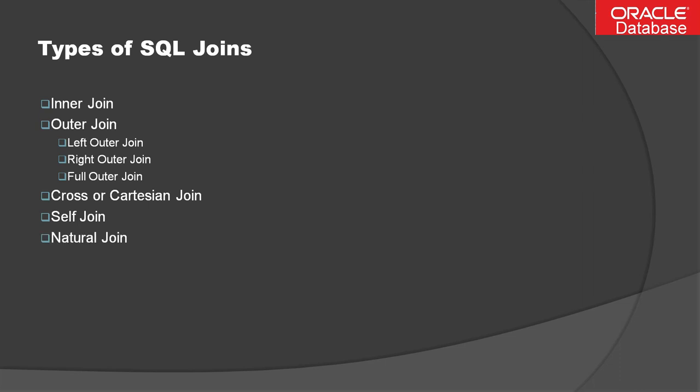Then last but not least, we have the natural join. When the join is based on all the common columns having the same name in the different tables, it is called a natural join. Let's say you have two tables, table 1 and table 2, and there are one or many columns with the same name in both tables, then you can apply a natural join.